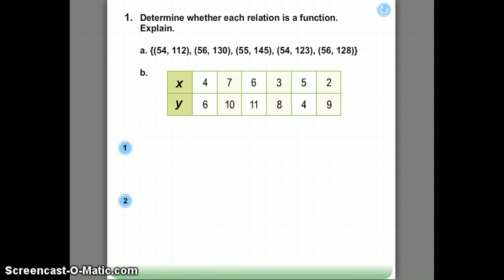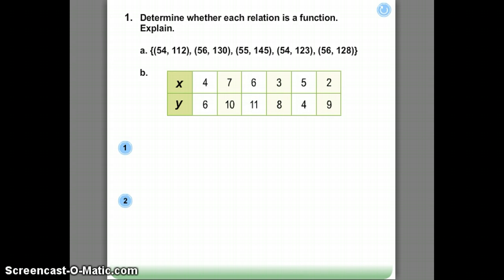So let's go ahead and look at an example. I need to be able to determine whether each relation is a function and explain. Now in class, we talked about a couple of different ways that we can determine if we've got a function in some relationship. So looking at letter A, we said that in order for it to be a function, it's got to have only one y variable for every x variable. And we determined that after looking at the vertical line test, which we'll review in a second here.